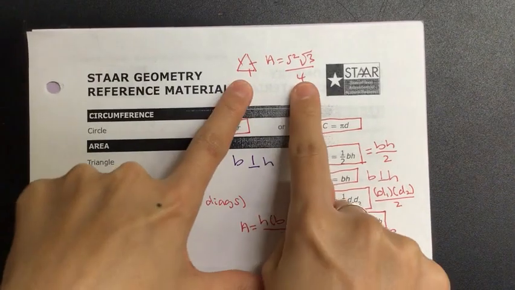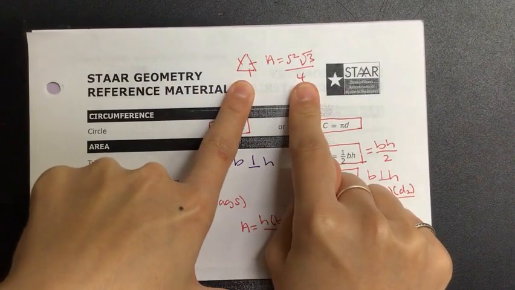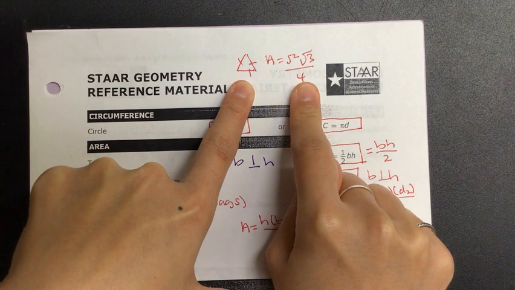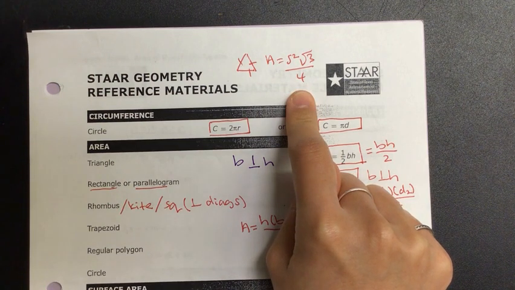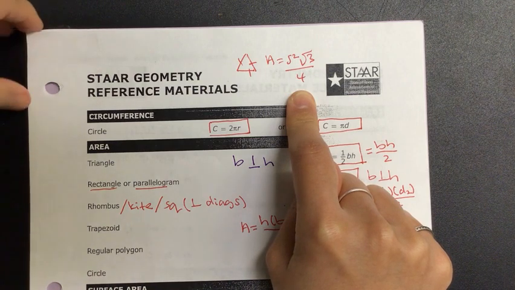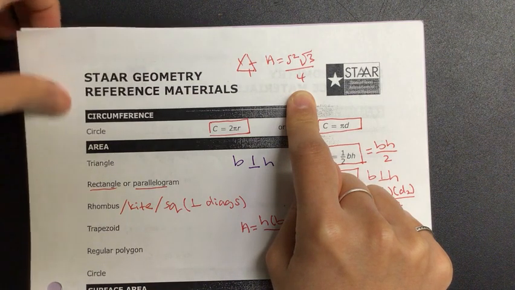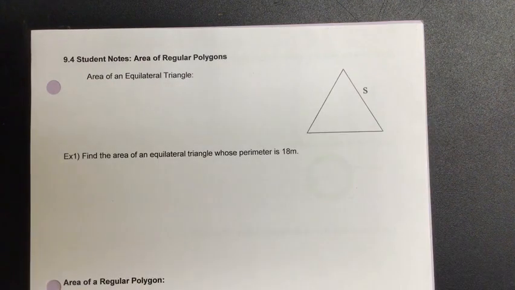So when given an equilateral triangle, we know all sides are congruent, and you only need one side to figure out the area of that equilateral triangle. So we have the area is equal to side squared, root 3 over 4. Think of 2, 3, 4. Okay? So add that to the formula chart. So let's move on to our notes.